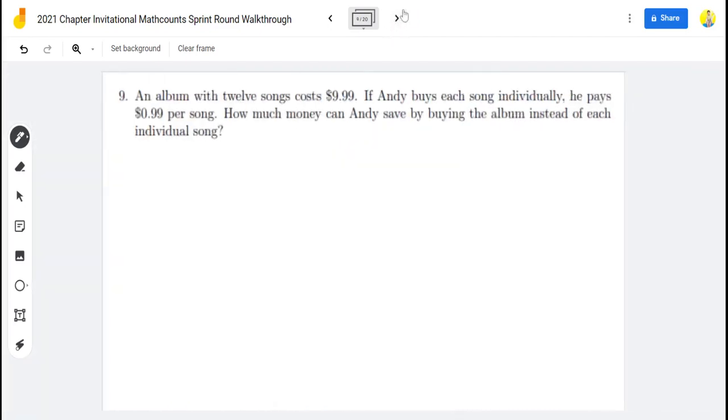An album with 12 songs costs $9.99. If Andy buys each song individually, he pays $0.99 per song. How much money can Andy save by buying the album instead of each individual song? If he buys each individual song, he pays 12 times $0.99. If he just buys the album, he pays $9.99. And we just find the difference between these two things.